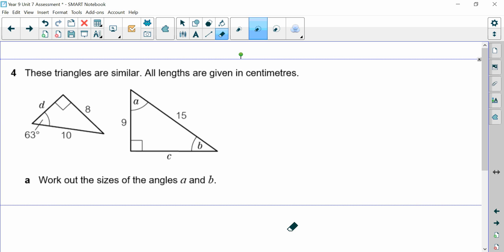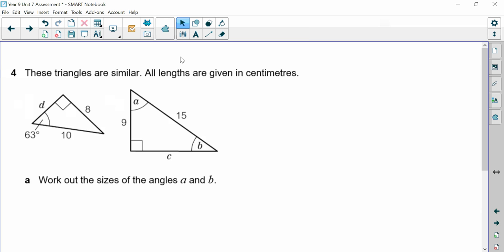These triangles are similar. All lengths are given in centimeters. Work out the sizes of angles A and B. Okay, when you're dealing with similar triangles, they're deliberately done in this case to not look the same way around. So some people might automatically go, well, if I rotate this way, that 60 goes there and this angle goes there. That's not the case. You've got to be aware of where the similar sides lie. Okay, because this one or this one could have been rotated to look a different way. So this angle could be up here and this one here.